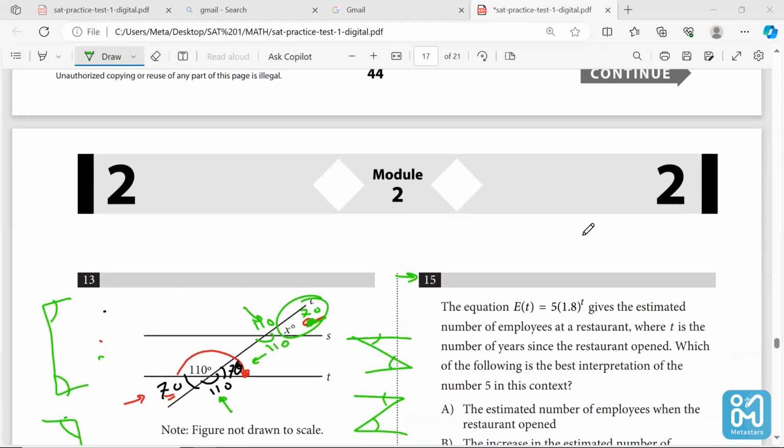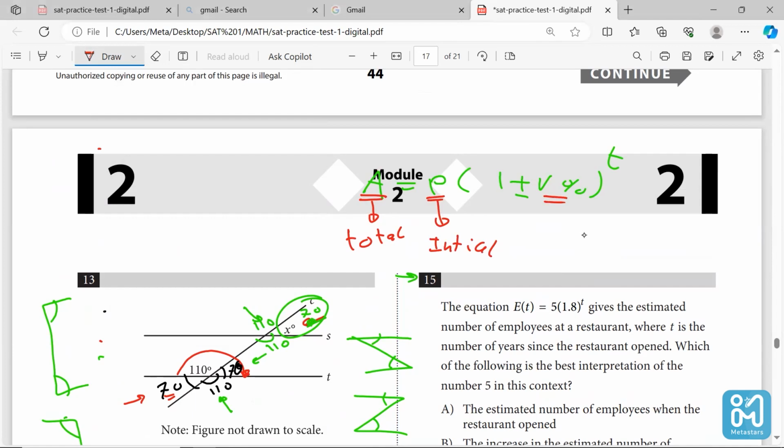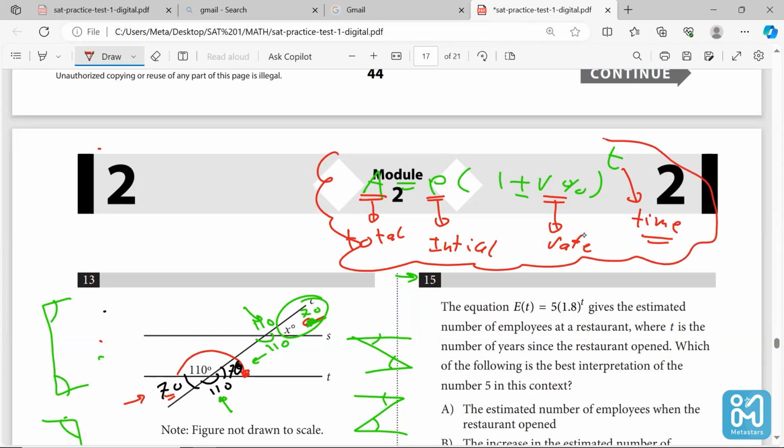Before we continue, let's explain and write this note. A equals P(1 plus or minus R%) to the power of T. This one, we call it exponential growth or exponential decay, or compound interest. A represents the total amount after T years. P is the initial amount. R is the rate, the percentage that you have. T is the time in years. We explained this idea when we explained the percentage, chapter number 3, I'm sorry, chapter 4.